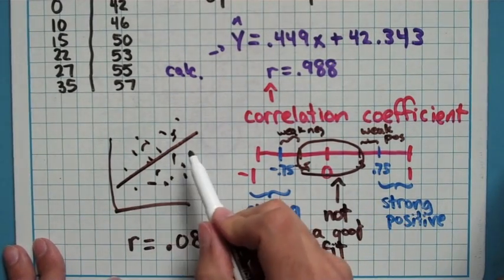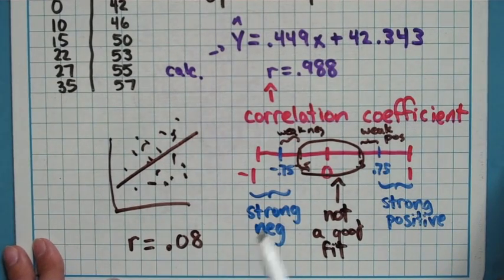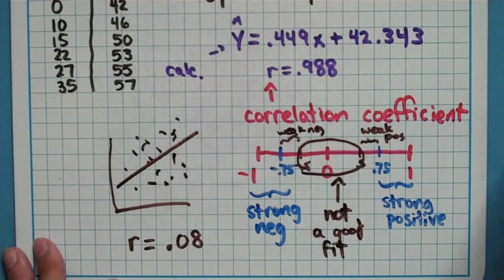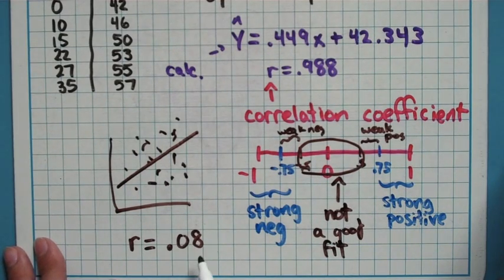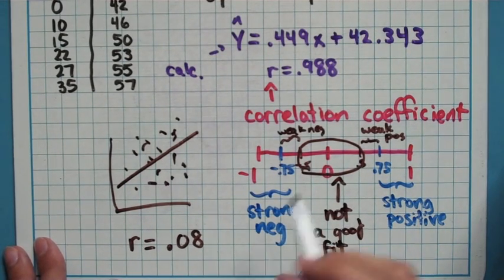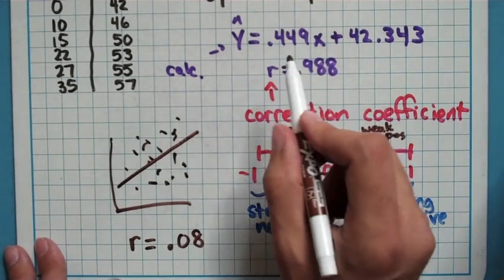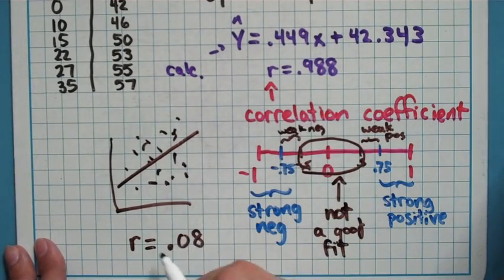Your calculator tried to put a line through it, but that r, your correlation coefficient, is your calculator's way of saying, hey, you shouldn't trust this. I tried my best, but it doesn't fit very well. So pay attention to that number. Close to -1 and +1 is a good sign that this equation is doing what it's supposed to. Bad numbers close to 0 means don't trust this.